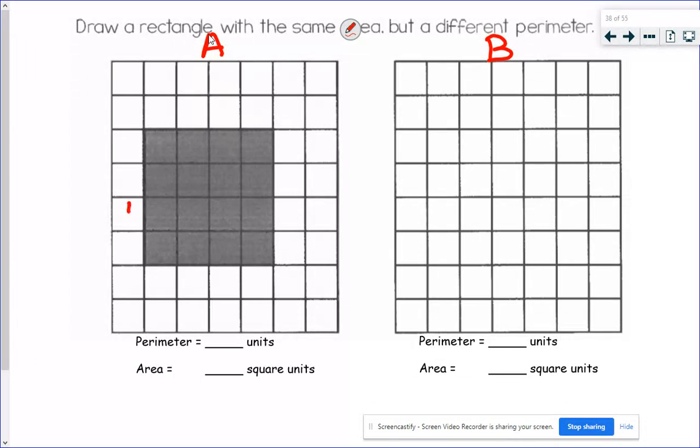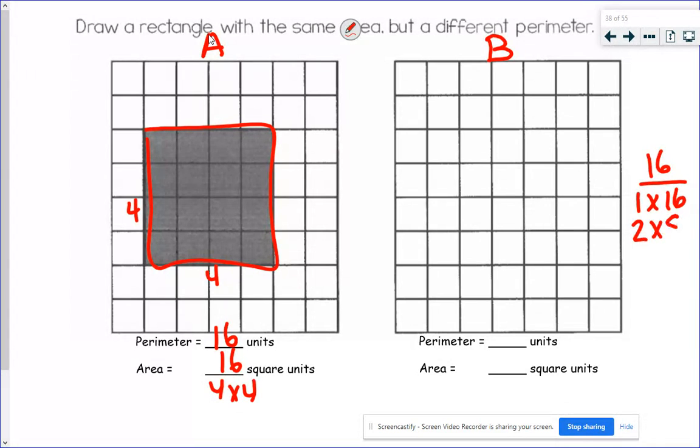So the area is going to be 4 times 4, 16 square units. Perimeter is 4 plus 4 plus 4 plus 4. That's 16 units, the distance around the outside. So same area, we got to think about, okay, what numbers multiply together give me 16?